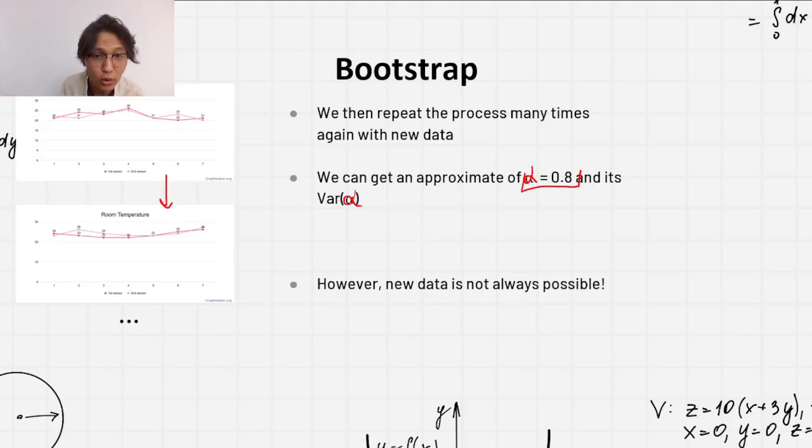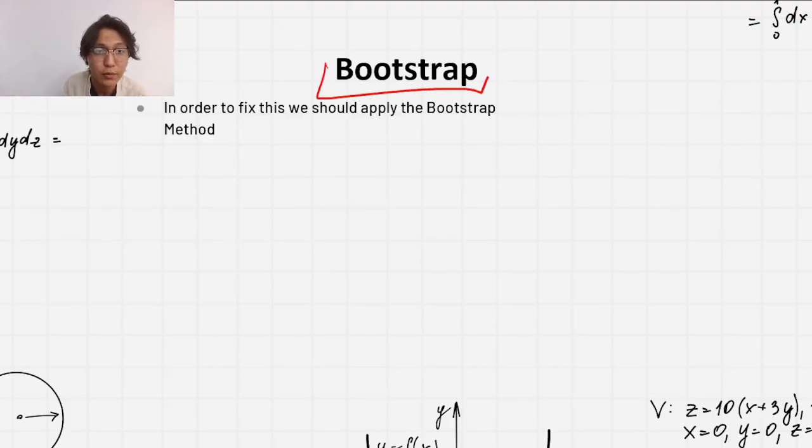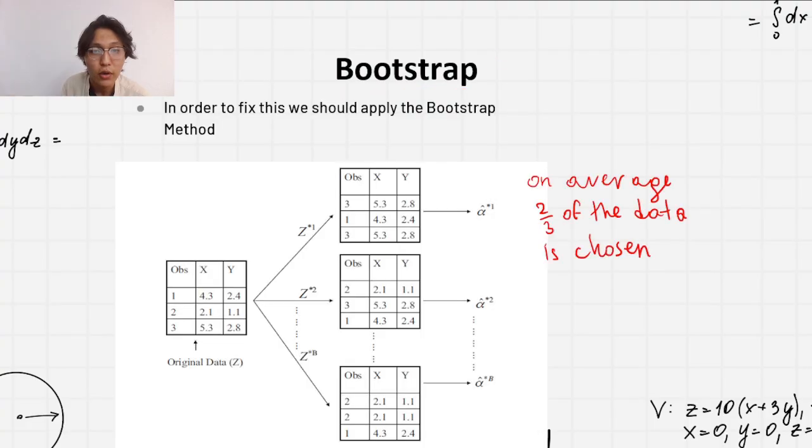But new data is not always possible. So how do we find the variance of alpha when new data is not possible? That's where the bootstrap kicks in. So how does the bootstrap method work?